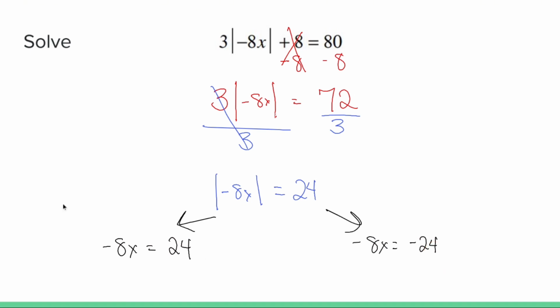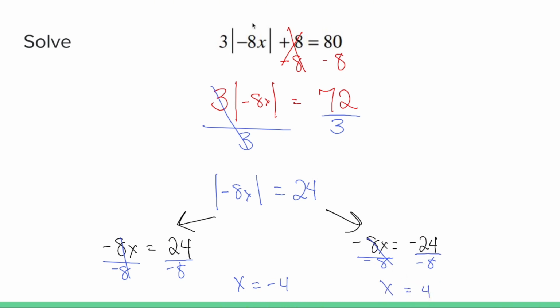Now you solve each equation the way you normally would. Divide by negative 8, divide by negative 8, x equals negative 4. And then divide by negative 8, divide by negative 8, x equals positive 4.